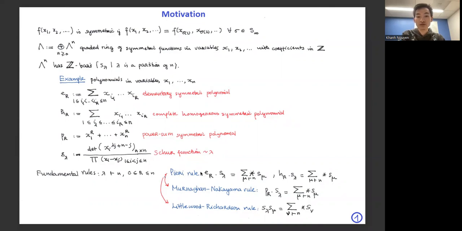Now from the Pieri rule, we can obtain the branching rule for the product of a power sum symmetric polynomial with a Schur function. It is named the Murnaghan-Nakayama rule. And also from the Pieri rule, we can obtain the Littlewood-Richardson rule. It gives us the branching rule for the product of two Schur functions, s_lambda times s_mu.